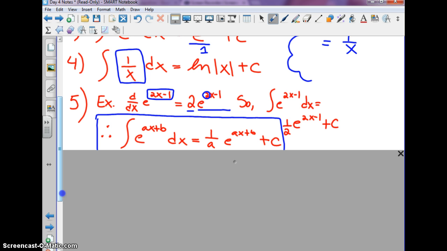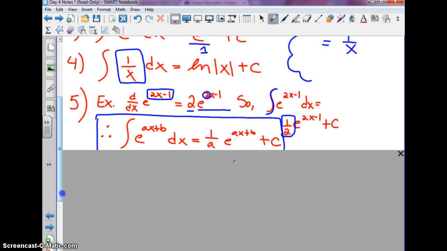if you guys come over here with me, I've got the integral of e to the 2x minus 1 dx. Instead of multiplying by that 2, because I'm going backwards, I'm going to divide by 2. So I get this 1/2 here in front. Okay, so the 1/2 is coming from 1 divided by the derivative of the exponent.